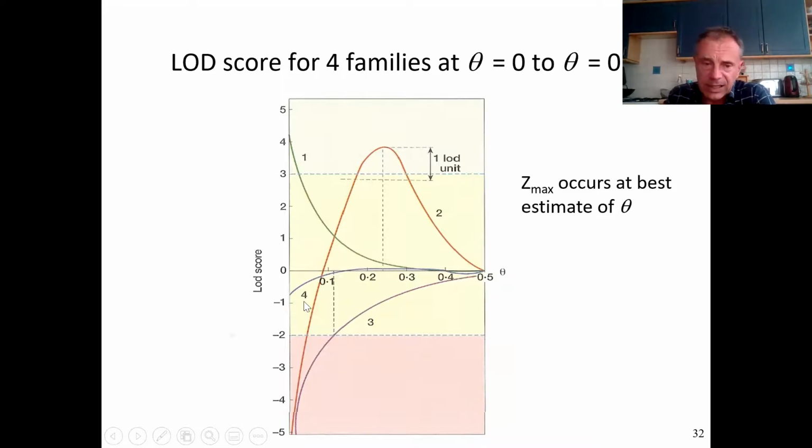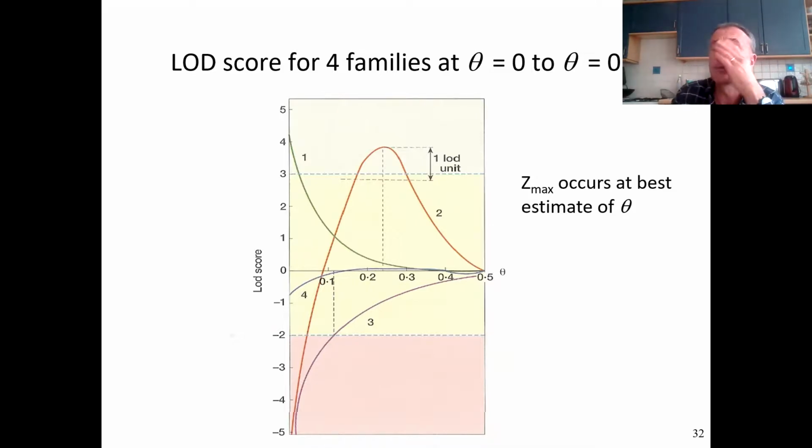And the curve I haven't talked about here is this one, which is just a bit weak. It doesn't go down to minus infinity. But what's happening there is there'll be some uncertainty in the data. There'll be some markers where you can't tell what the phase is. There'll be people where you don't know whether they've got the disease or not. It's not looking good, but you've just got very little information at all.